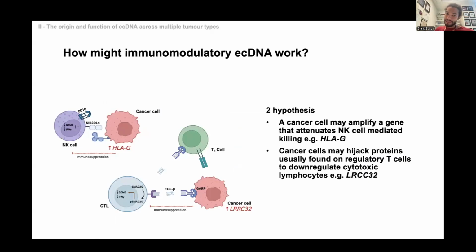So how might immunomodulatory ecDNA work? Well, we thought potentially two hypotheses. One is that a cancer cell may amplify a gene that attenuates NK cell mediated killing, so for example, amplification of HLA-G. Another thought is that the cancer cells may hijack proteins that are normally found on regulatory T cells that downregulate cytotoxic lymphocytes, for example, LRRC32.